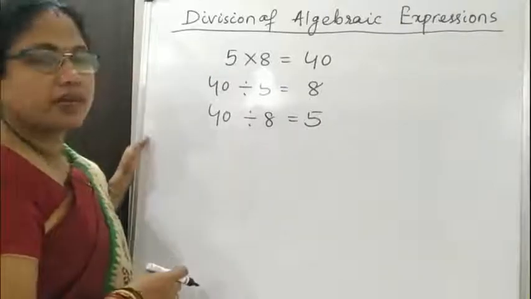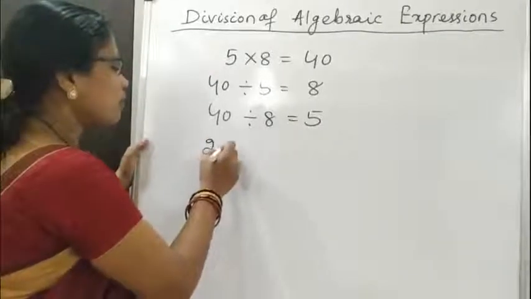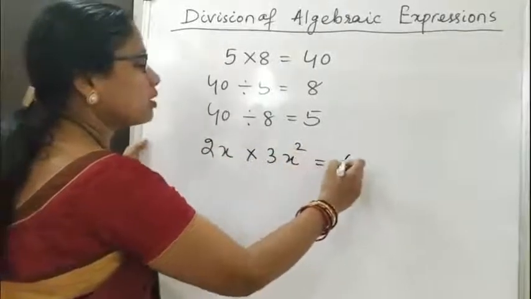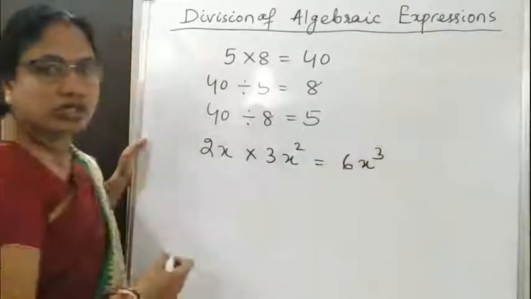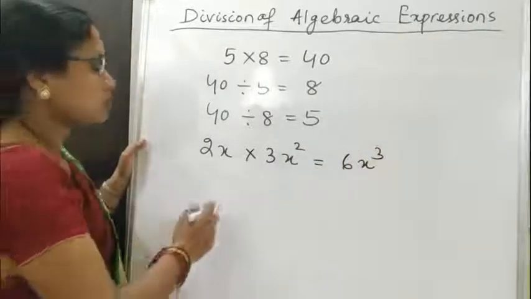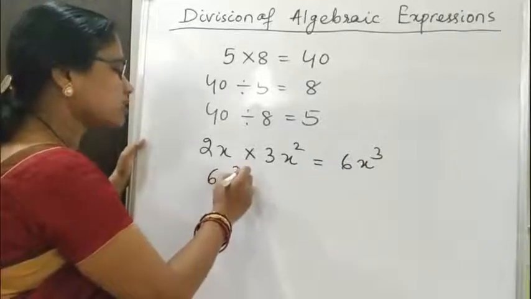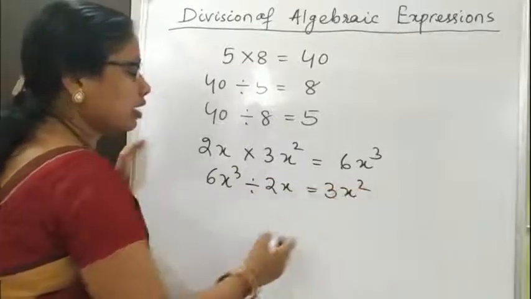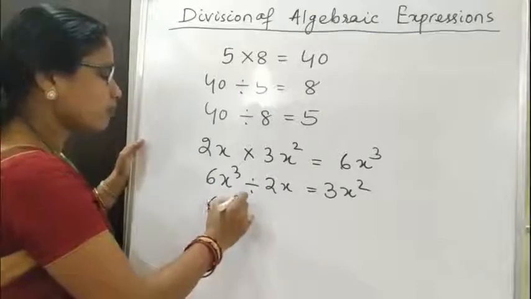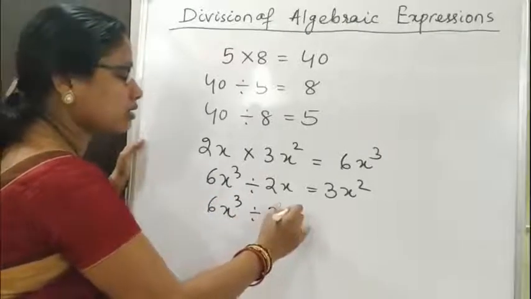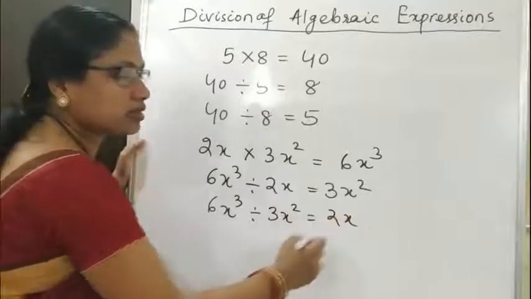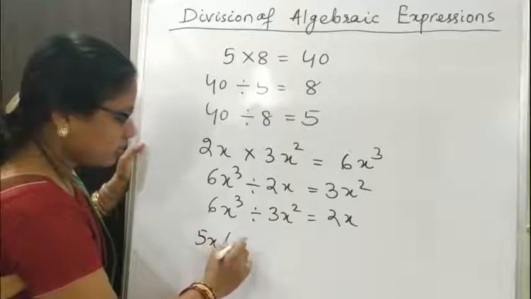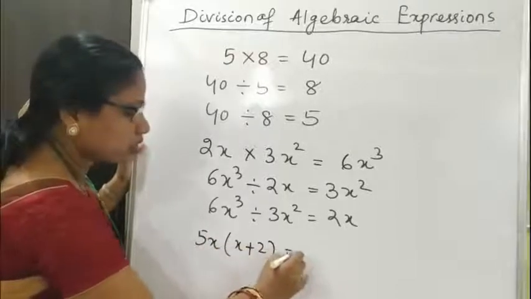So in case of algebraic expression also, if we multiply 2x multiplied with 3x square, we will get 6x cube. So this is the multiplication of algebraic expression. So reversely 6x cube divided by 2x, we will get 3x square, and 6x cube divided by 3x square, we will get 2x.